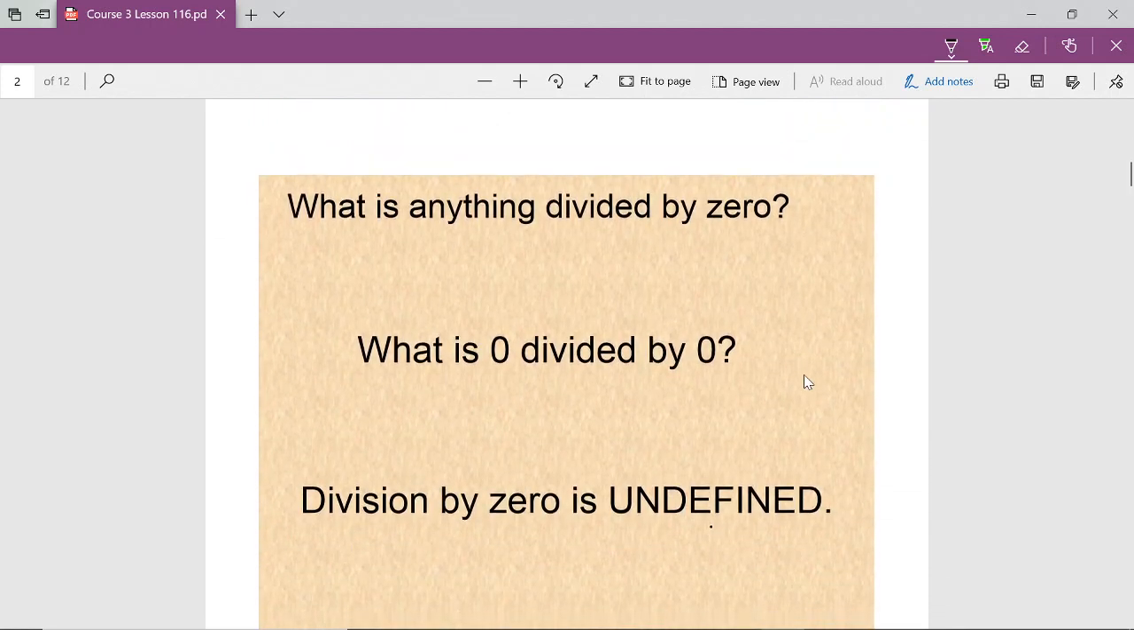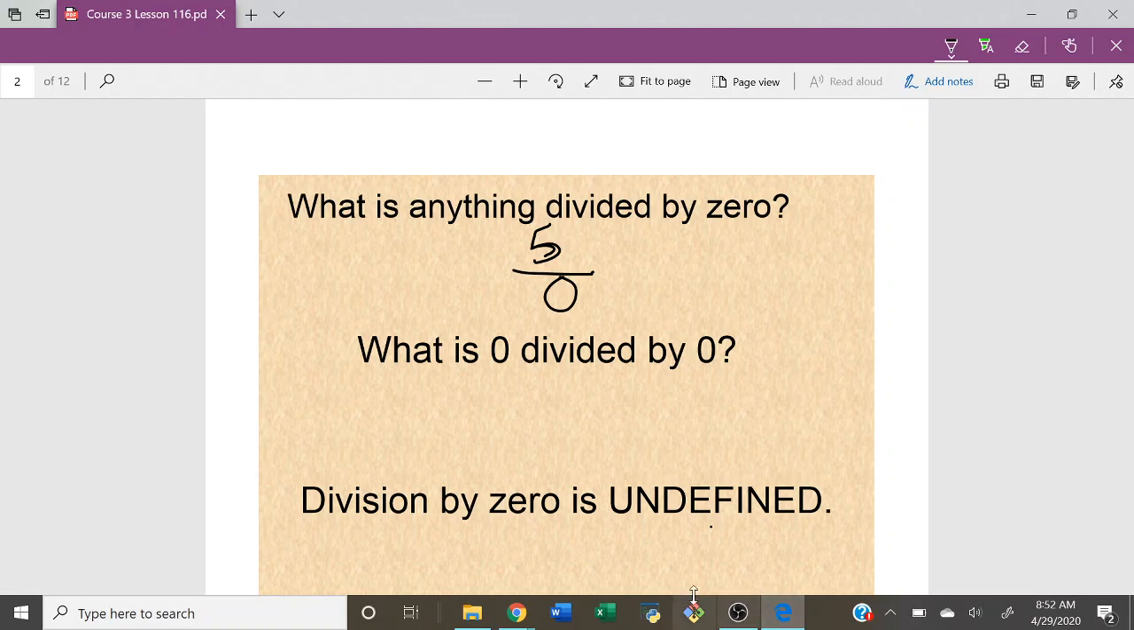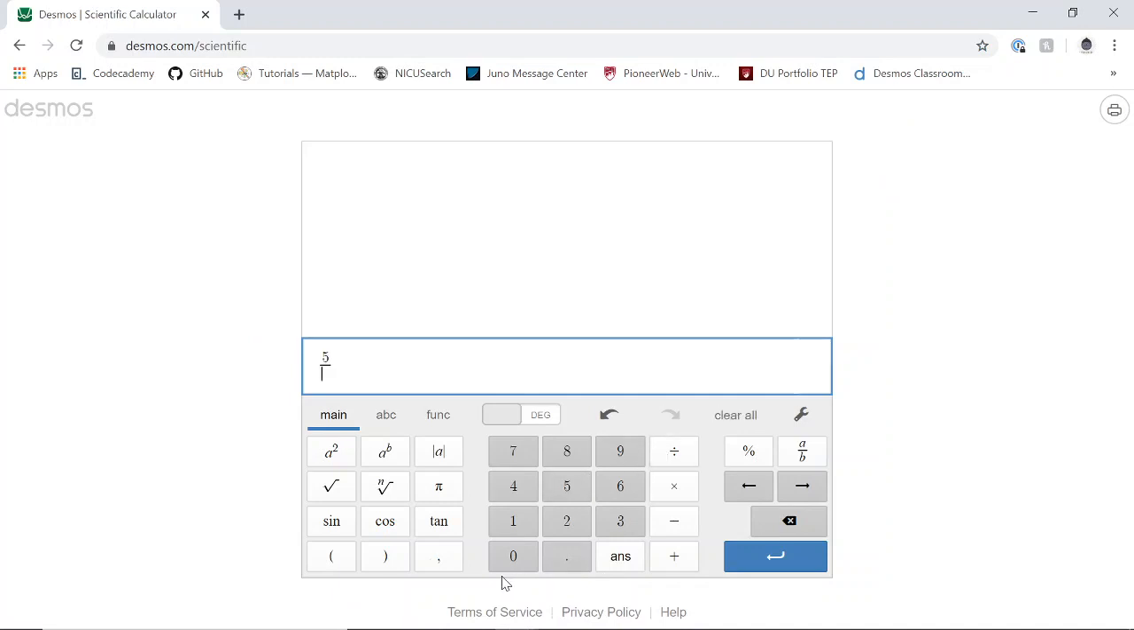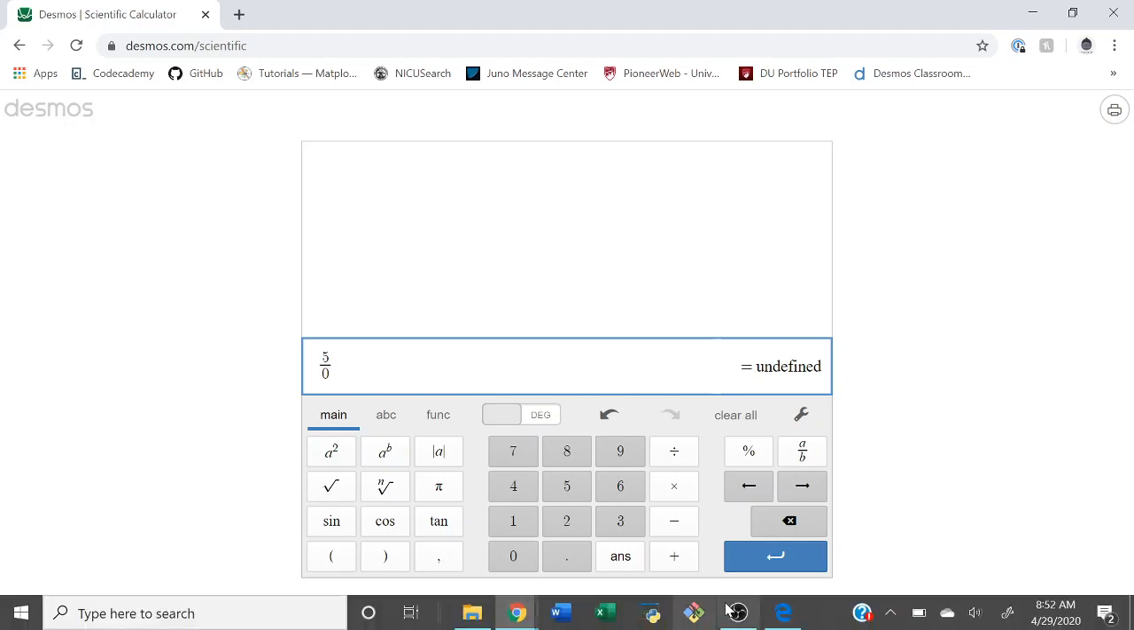So let's take a number, let's say 5, and divide it by zero. Well, let's not do this by hand. Let's see what a calculator says when we do something like that. So let's try it. 5 divided by 0. We get something that says undefined.